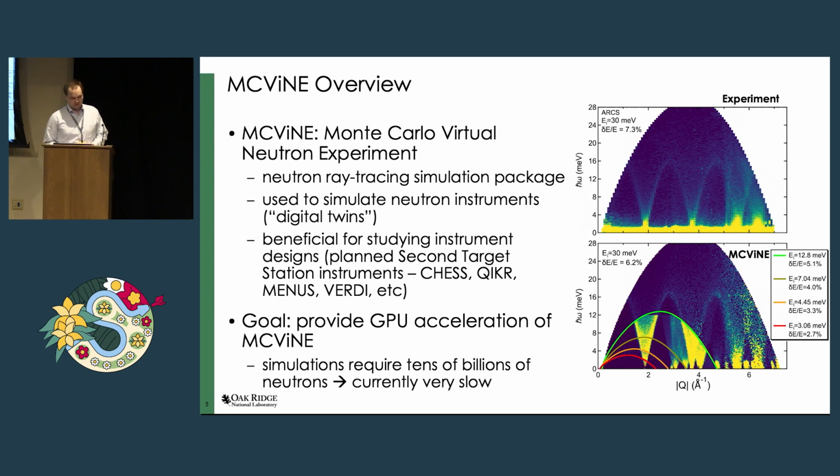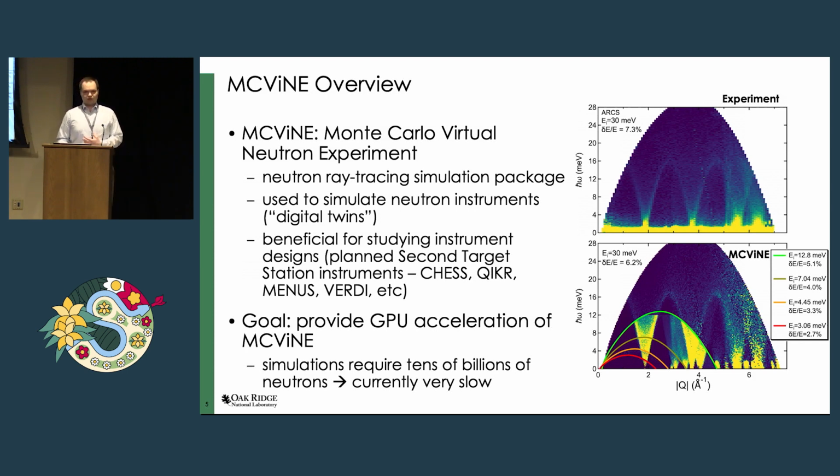Simulating is very powerful, and that's what MCViNE is for. MCViNE stands for Monte Carlo Virtual Neutron Experiment. This is a neutron ray tracing package. On the top right, you can see the experimental data result from the ARCS instrument. And on the bottom is the same experiment done with MCViNE with simulation.